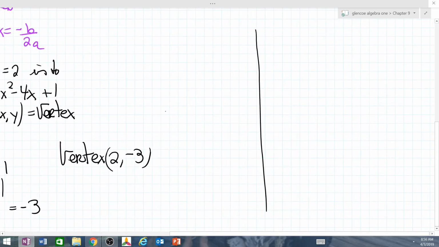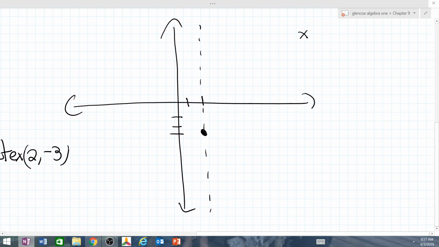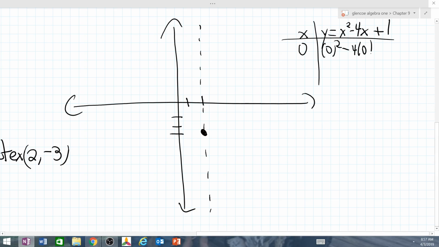Remember, when you graph, you can graph your axis of symmetry first, and the axis of symmetry was x equals 2, and it gets graphed as a dotted line. My vertex was 2, negative 3, and I'm going to make that point right there. Now this makes my life really simple when I want to just pick a couple of points. So the best point I could pick here would be 0, which would give me a y value of 1.